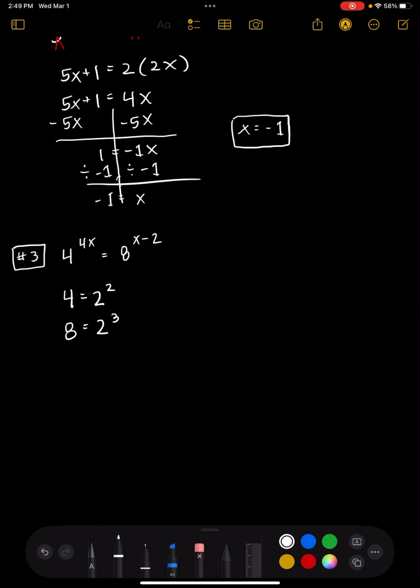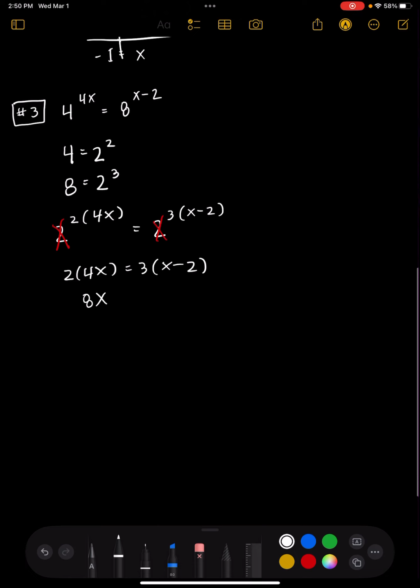So when I rewrite it, I'm going to have 2 squared, but then I'm going to just put that 4x next to it, equals 2 cubed instead of 8, times x minus 2. And once again, your base numbers are the same, so we can cancel them out, and the exponents drop. So you have 2 times 4x is equal to 3 times x minus 2. Now let's simplify that. 2 times 4x is 8x.